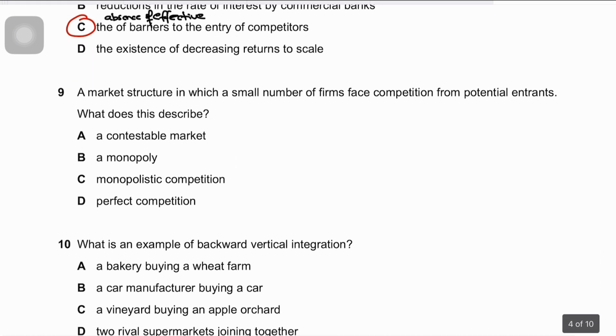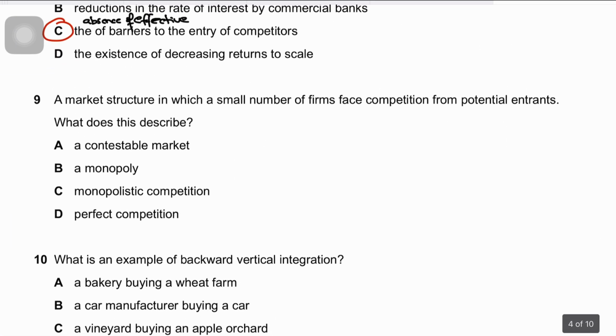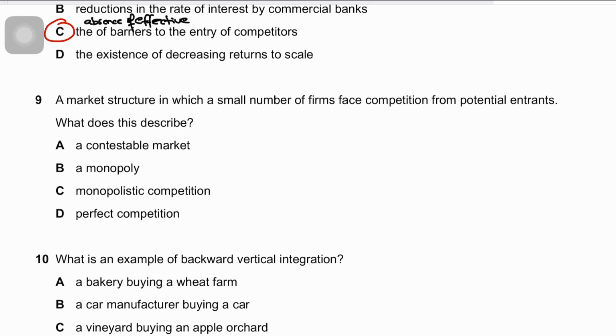Question number 9, the next question says a market structure in which a small number of firms face competition from potential entrants, and what does this describe?